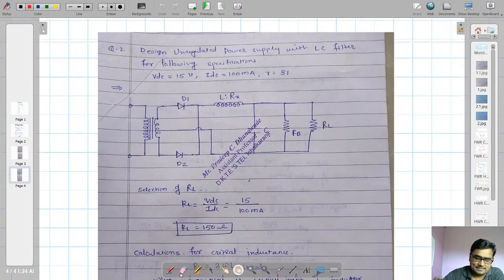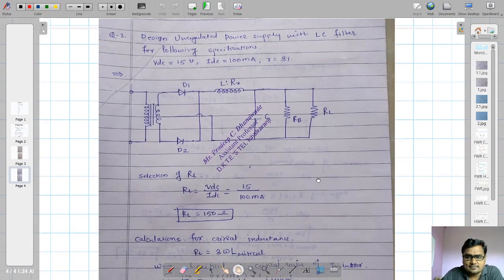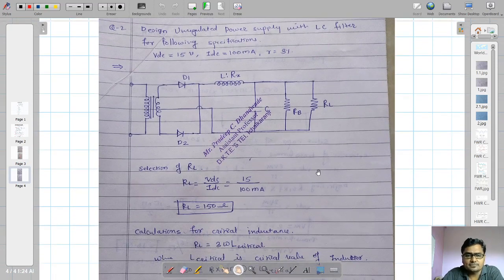Yes, it is LC filter. Let us start with LC filter. Now this is also one of the old notes that I got, and I scanned it and keeping in front of you. Design of unregulated power supply with LC filter and following specifications. Look at the specifications. The DC voltage is 15 volt, IDC 100 milliamperes, ripple factor is 3%. I think in previous example also we had ripple factor 3%. IDC is equals to 100 milliampere and VDC is 15.